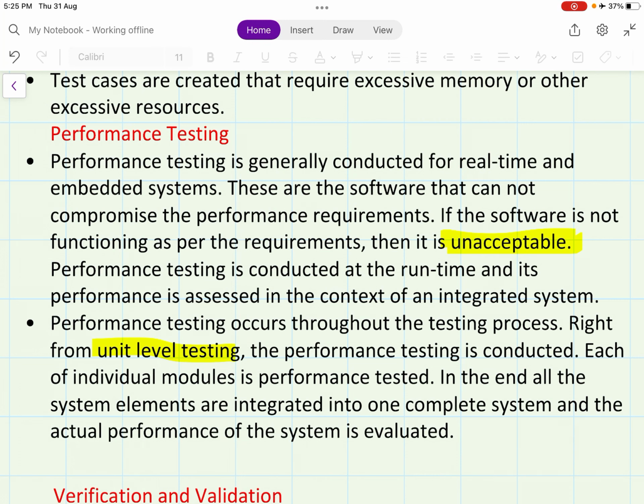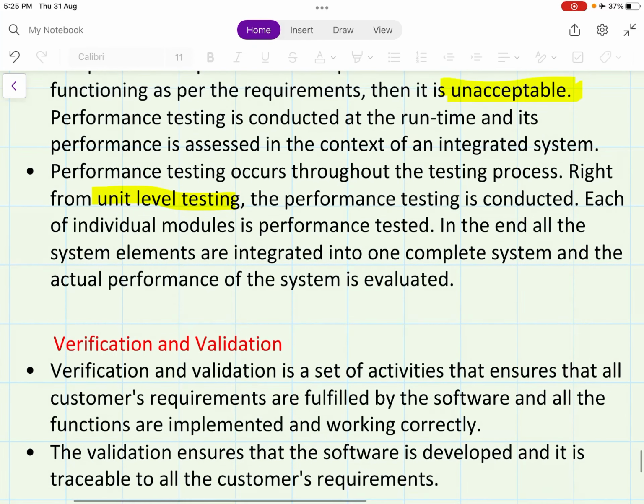So in performance testing, right from unit level testing, it will be conducted for every level up, and then all the levels will be integrated as a whole system, and again that whole system will also be tested for performance. And the last one we saw was verification and validation testing. So all this comes under system testing.